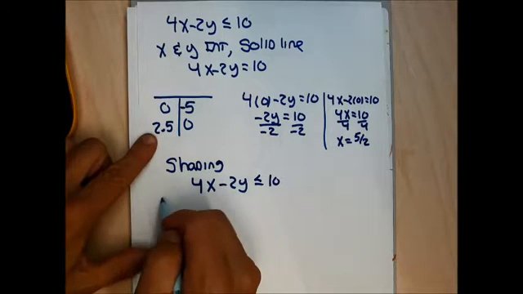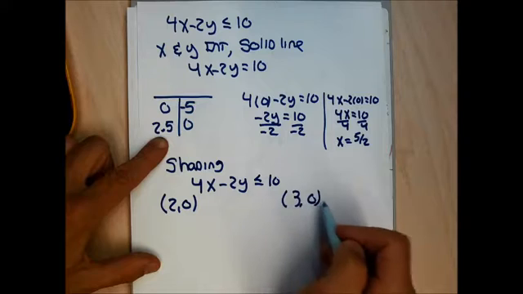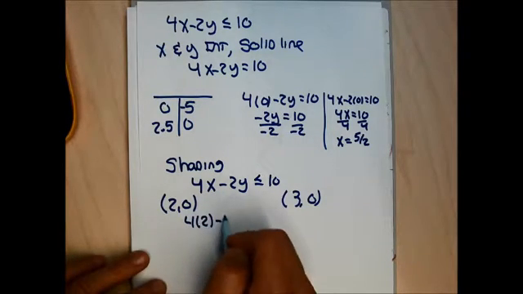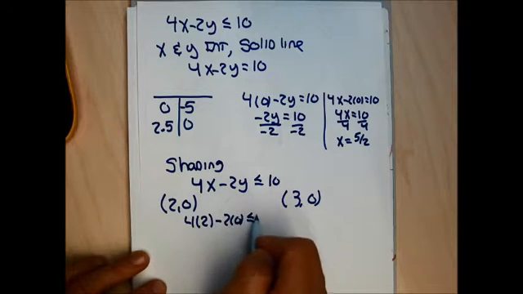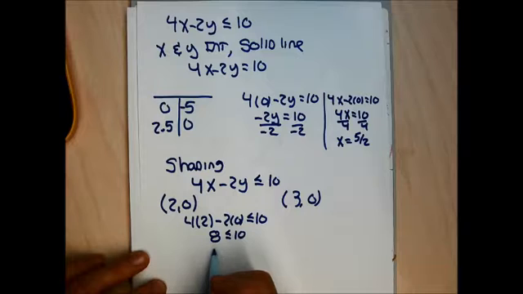Pick the number smaller than 2.5, which is 2, and bigger than 2.5, which is 3. Plug 2 in and get 4 times 2 minus 2 times 0 is less than or equal to 10. That gives me 8 is less than or equal to 10, and that's true.